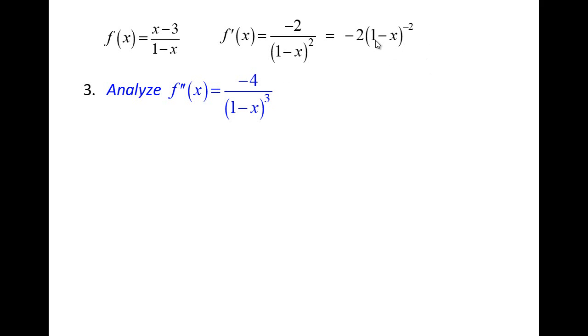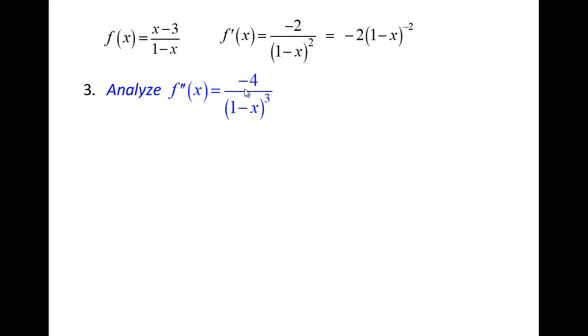So we can rewrite that, and then multiply by negative 1 coming from here. So at the end, if I simplify the second derivative, I would be getting negative 4 over 1 minus x cubed. Again, I'm skipping the details on how to simplify the second derivative here.